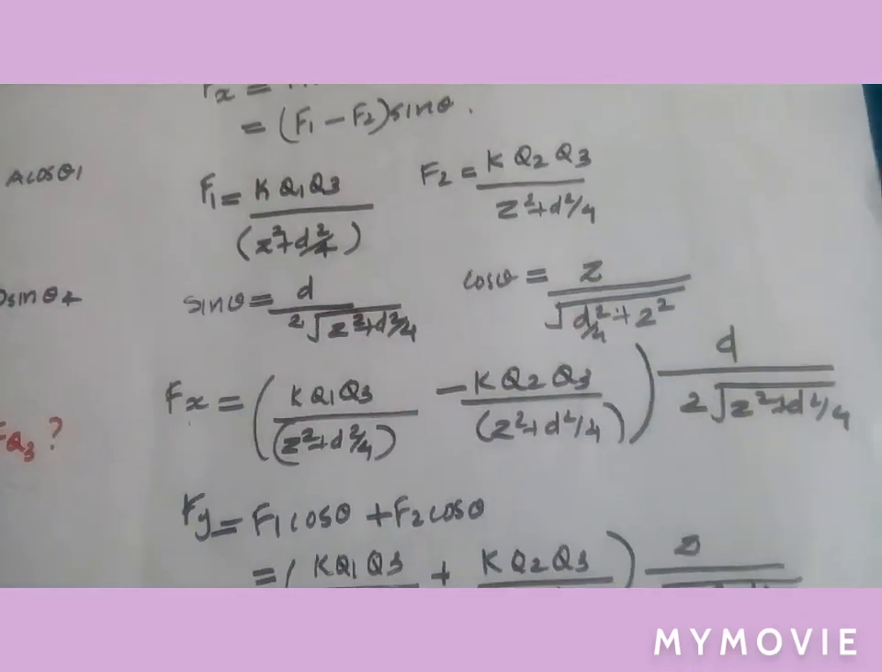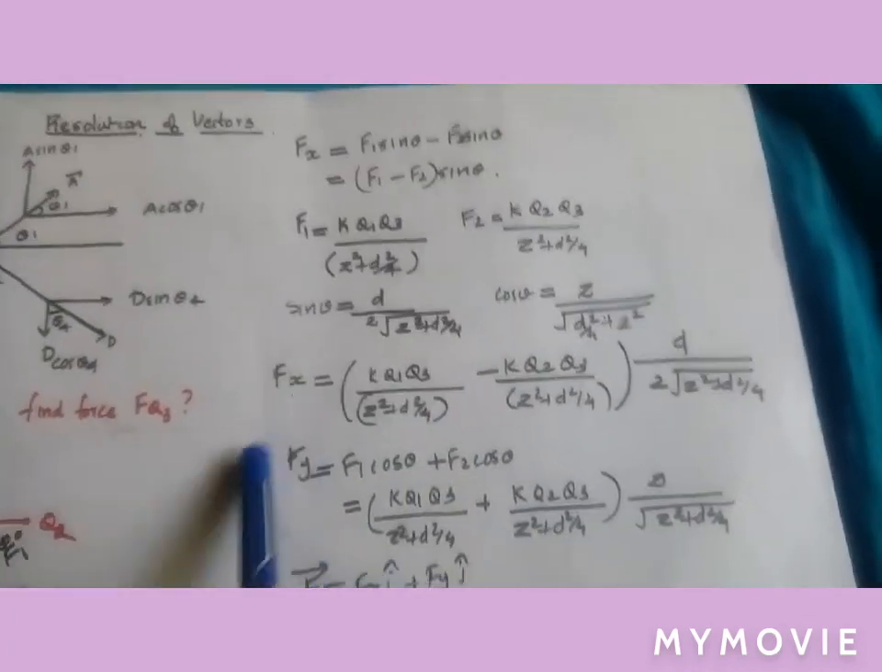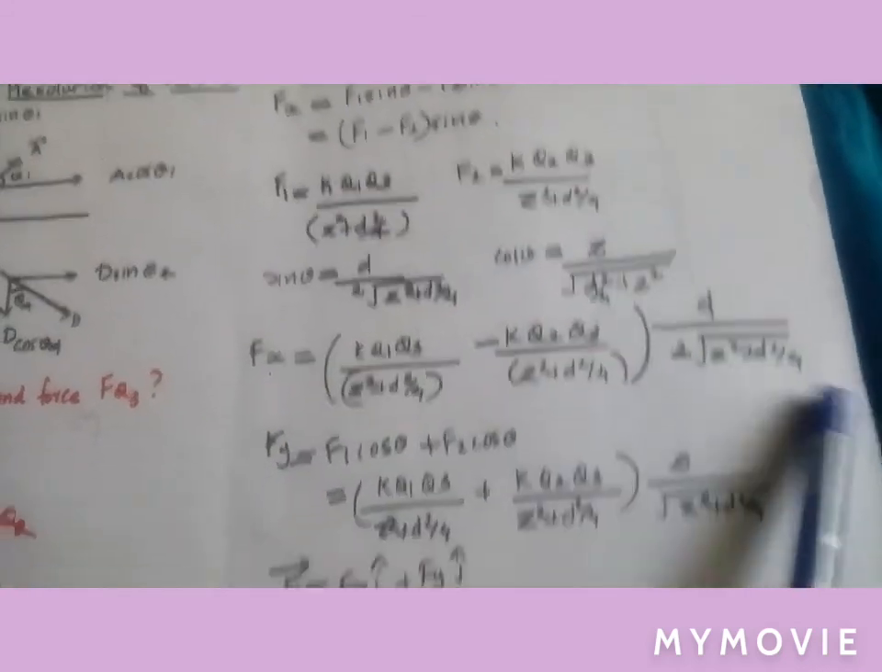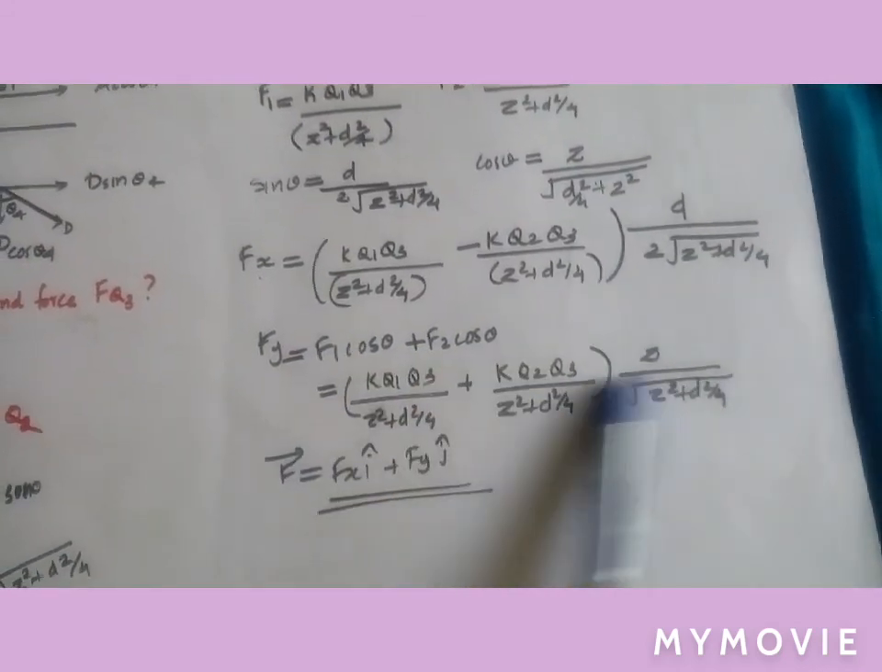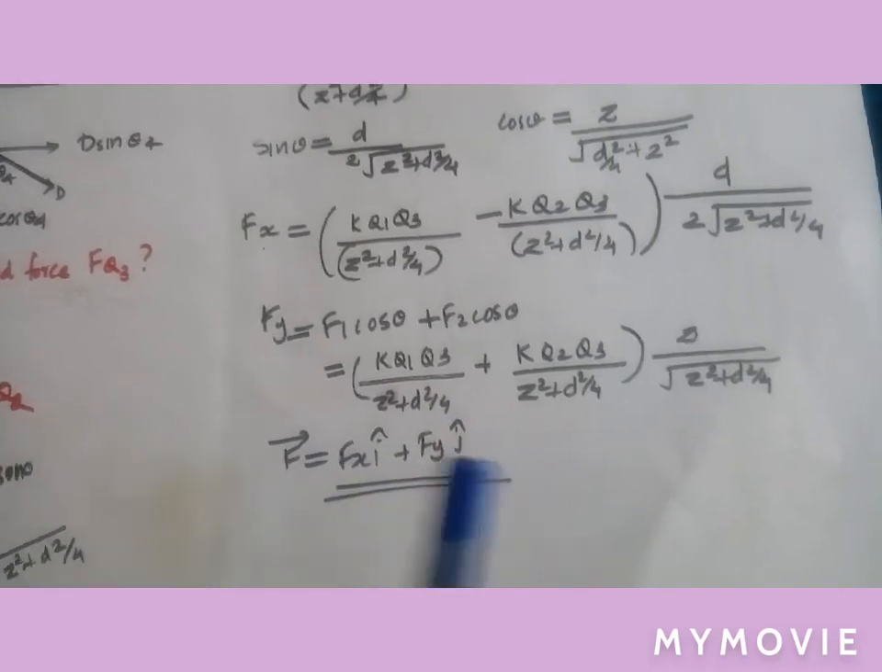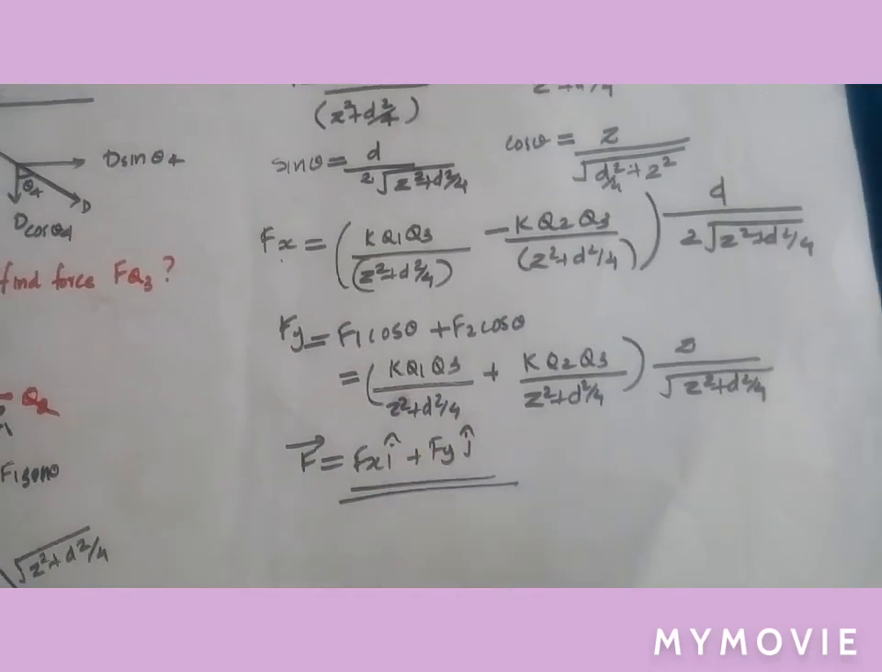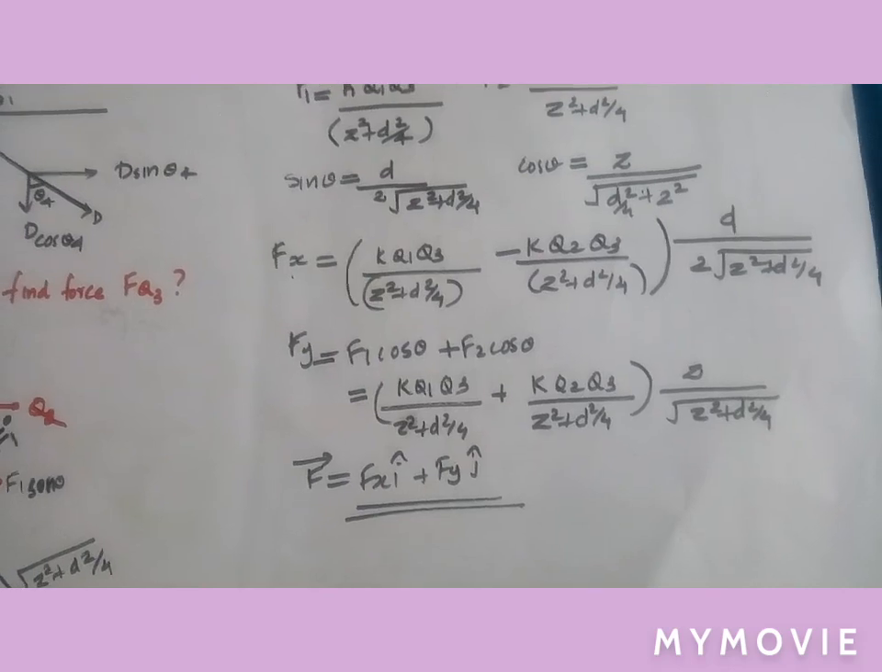With sin theta and cos theta like this, we substitute: Fx is F1 minus F2 times sin theta, and Fy is F1 cos theta plus F2 cos theta. From that we get the resultant force F equal to Fx i plus Fy j.